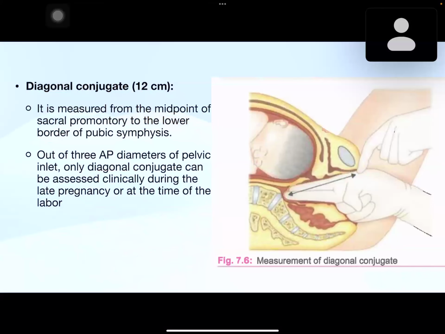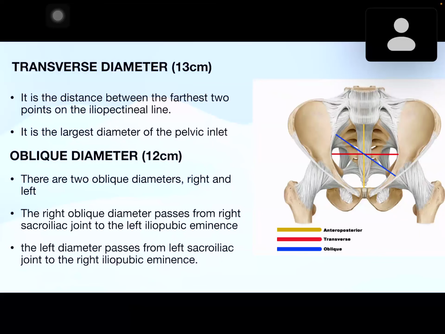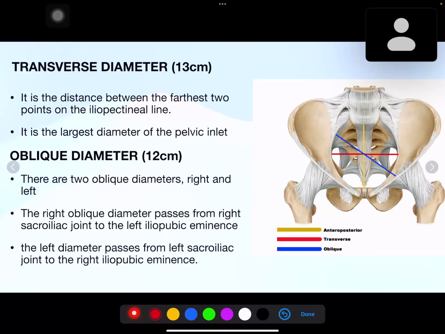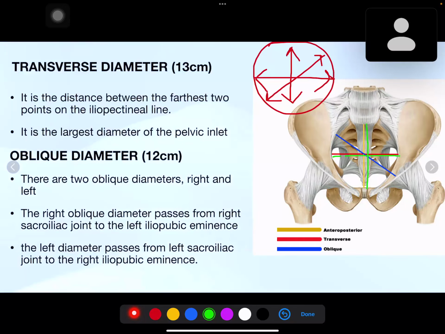Okay. So move on to our next diameters. We are now dealing only with the pelvic inlet. Okay, so we have just finished our AP diameter. Now what would be the next? It would be the transverse diameter and the oblique diameter. Okay, if you see this figure, this is an AP, now this is the transverse and this is the oblique. Okay, so transverse is from where? These 2 points. Okay, what are these 2 points?